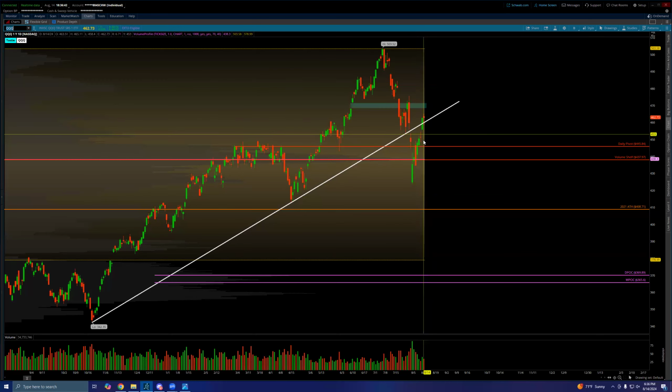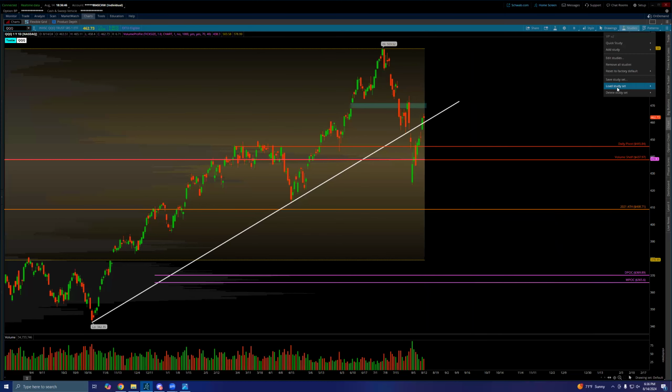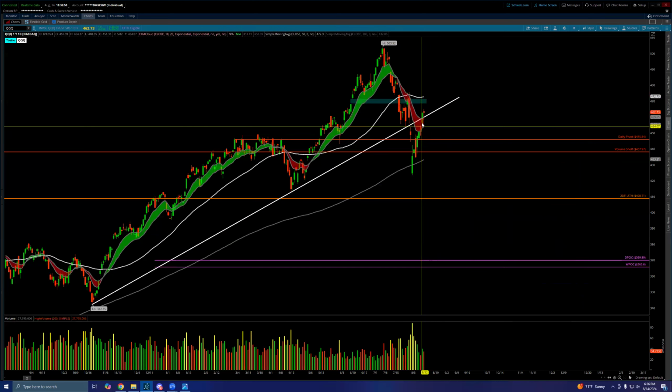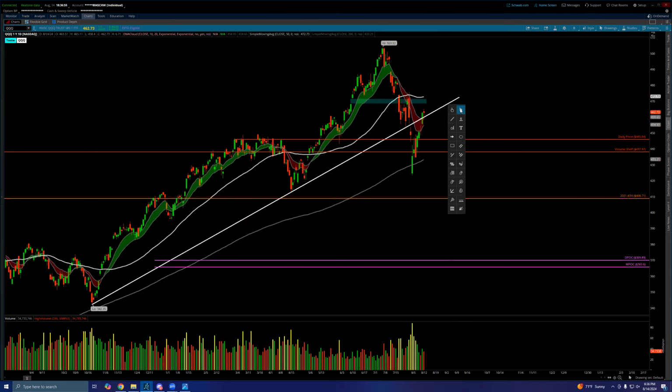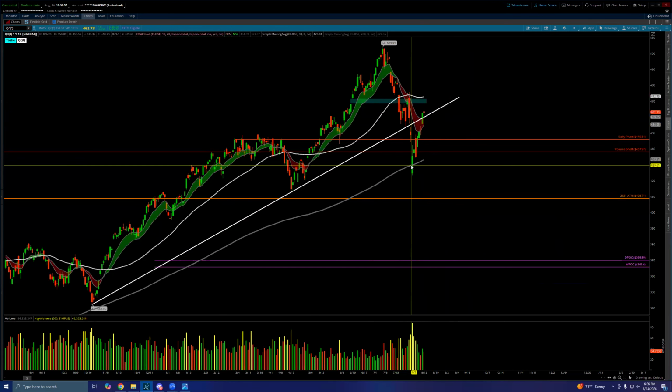QQQ starting to move a little bit higher on declining volume. It made it back above this uptrend, which is a good sign, but right at the moving averages. So not really the time to get super, super aggressive, right? Ideally, we wait for these moving averages to flip positive, then we get long based on these VPA ideas, right?